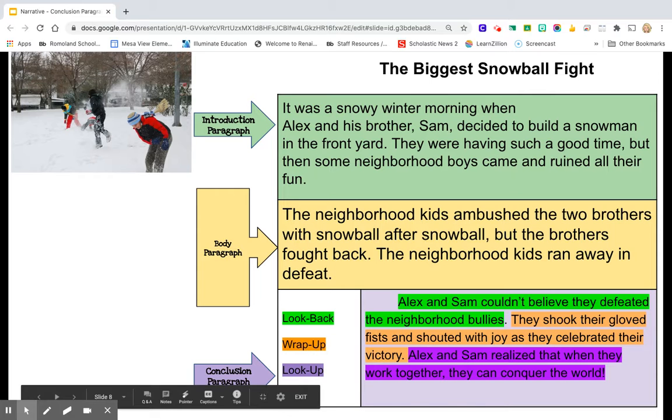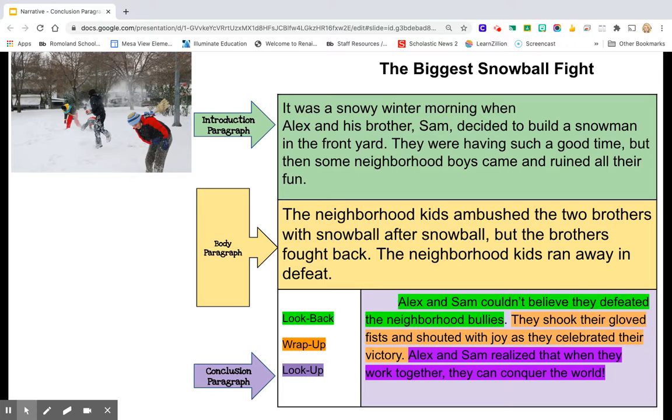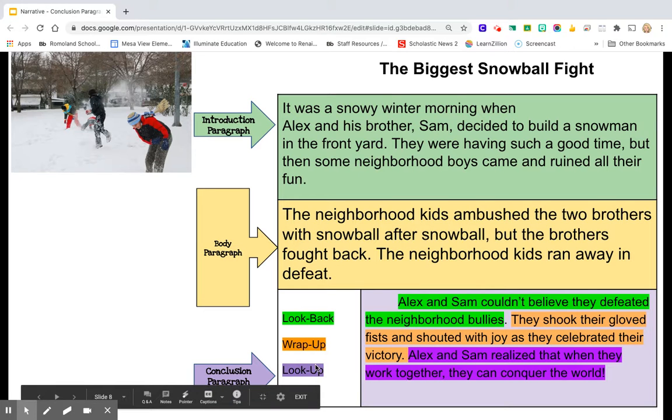Well, the boys celebrated by shaking their fists in the air and shouting, woohoo! And then finally, we get back to that look up where they realize they can do anything when they work together. This, to me, was such a better concluding paragraph because now as a reader, I can visualize so much more.